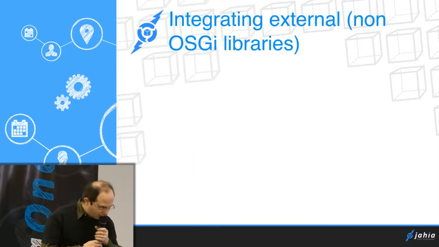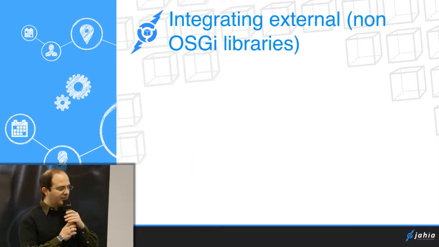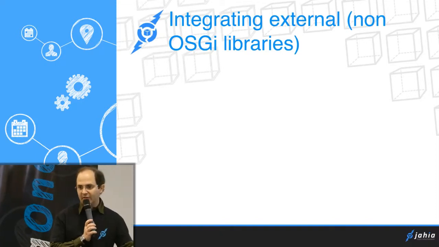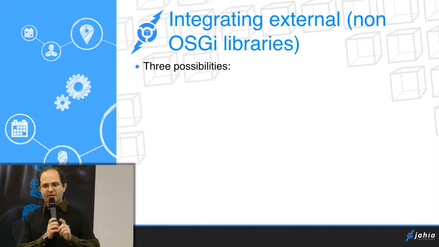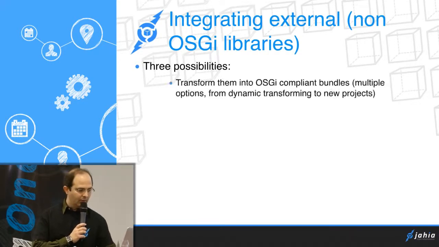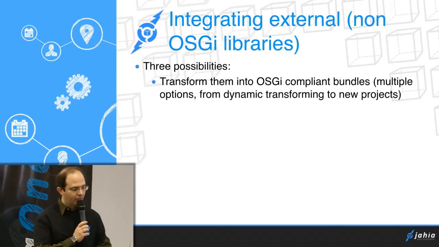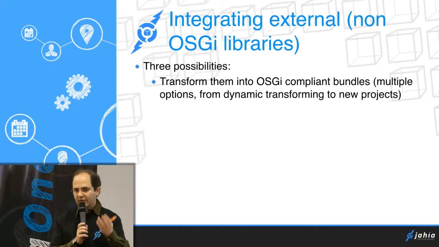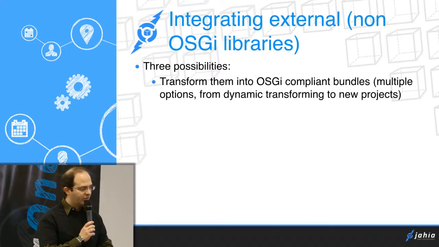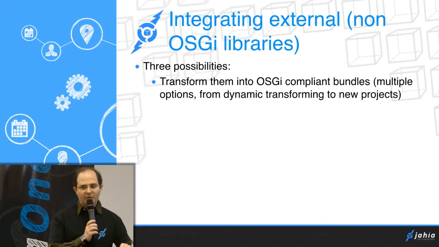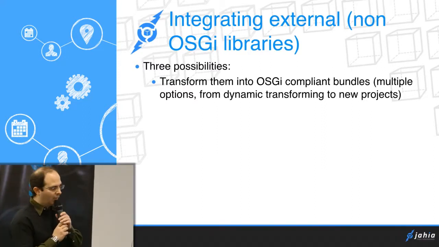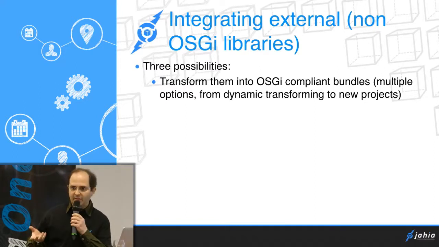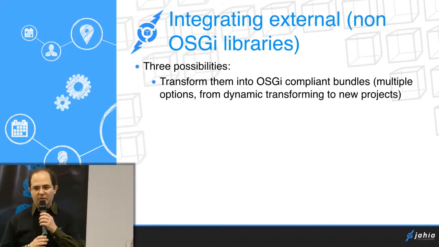So, how do we integrate non-OSGi libraries inside a module or an OSGi bundle? There are basically three possibilities. The first one is to convert this external library into an OSGi bundle. There are multiple ways to do that. Either you recompile it from source, or you use some systems that can actually dynamically do the transformation.